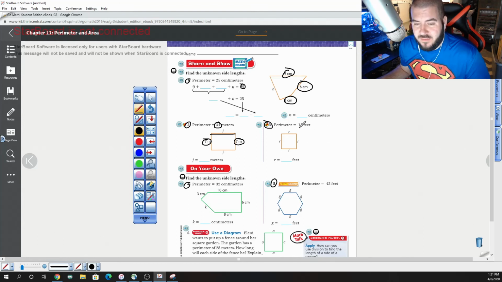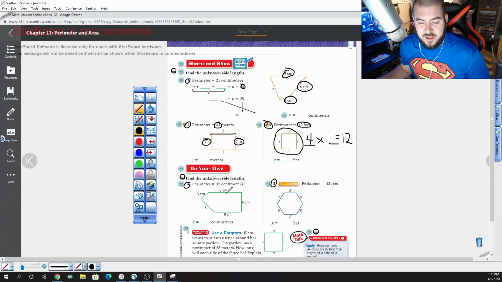Number 3, we have a square here. We know that R sides are all the same. They're all going to be the same number, and we know our perimeter has to be 12. So think about what multiplication problem you can do. It's going to find the answer. How many sides are there? There's 4. 4 times blank equals 12 will help you find that answer.